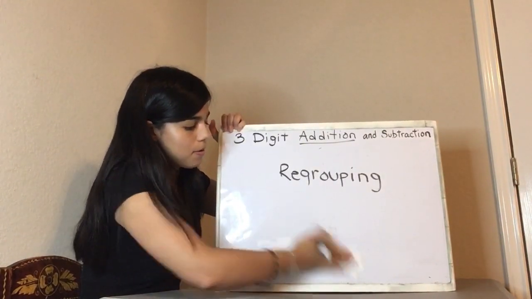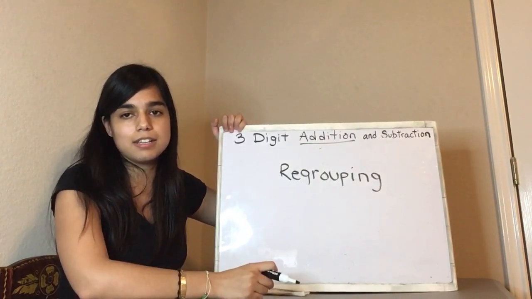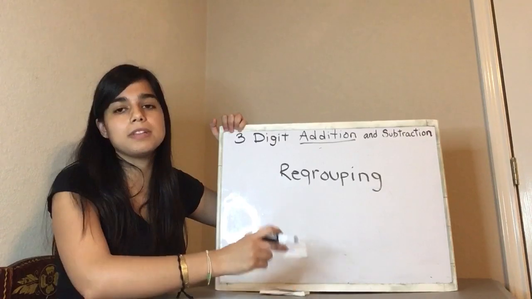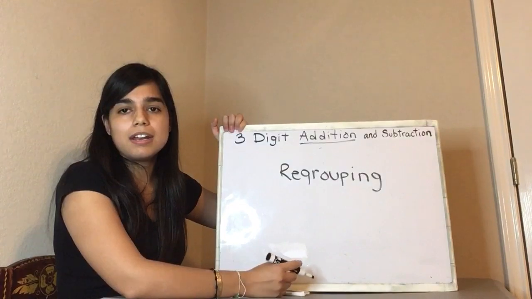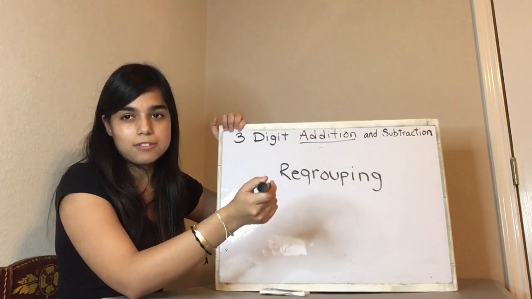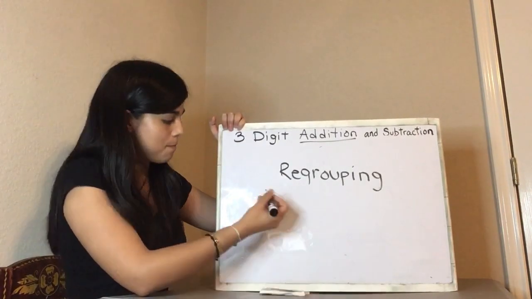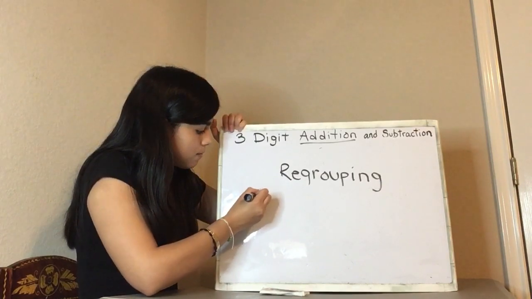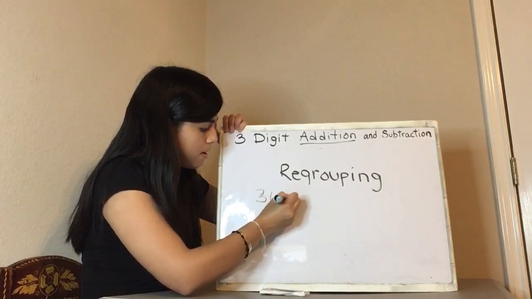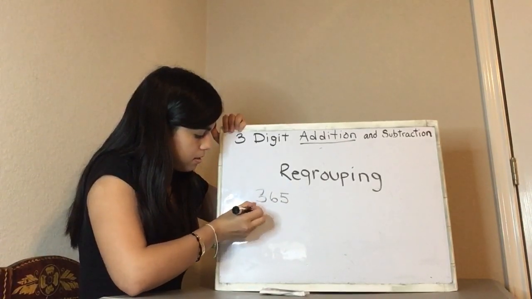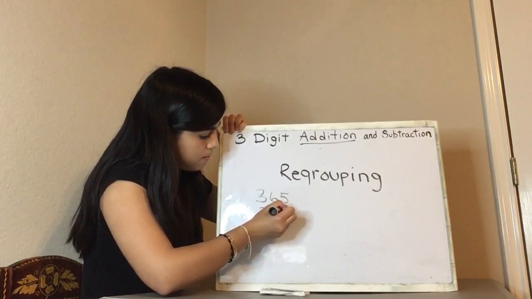Okay, so remember, no regrouping. You don't have to regroup when the answer is 9 or less. Okay, you have to regroup when the answer is 10 or more. All right, I'm going to put a problem here, and I want you to pause the video after I write the problem, and I want you to solve it on a piece of paper at home, okay? Let's try 365 plus 238.